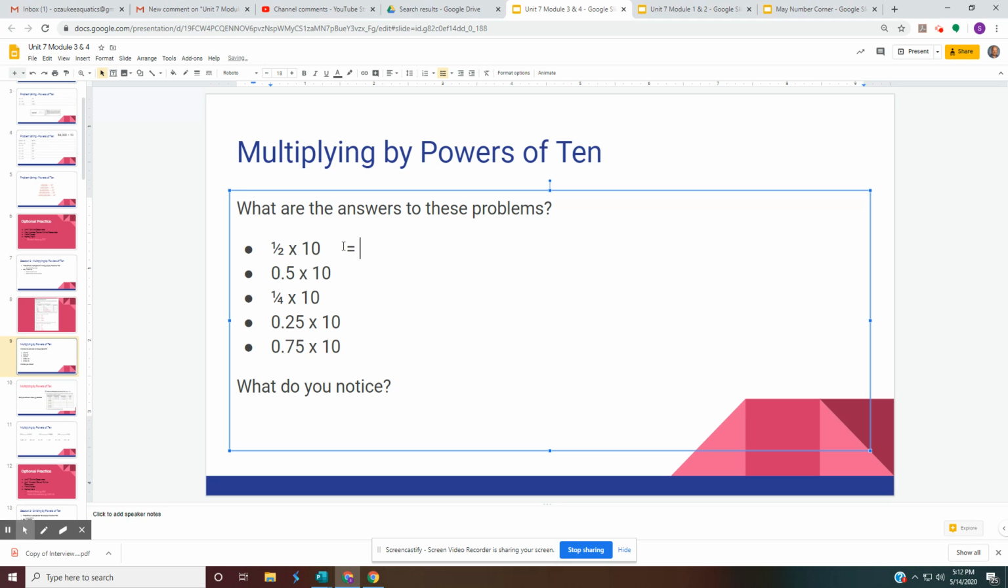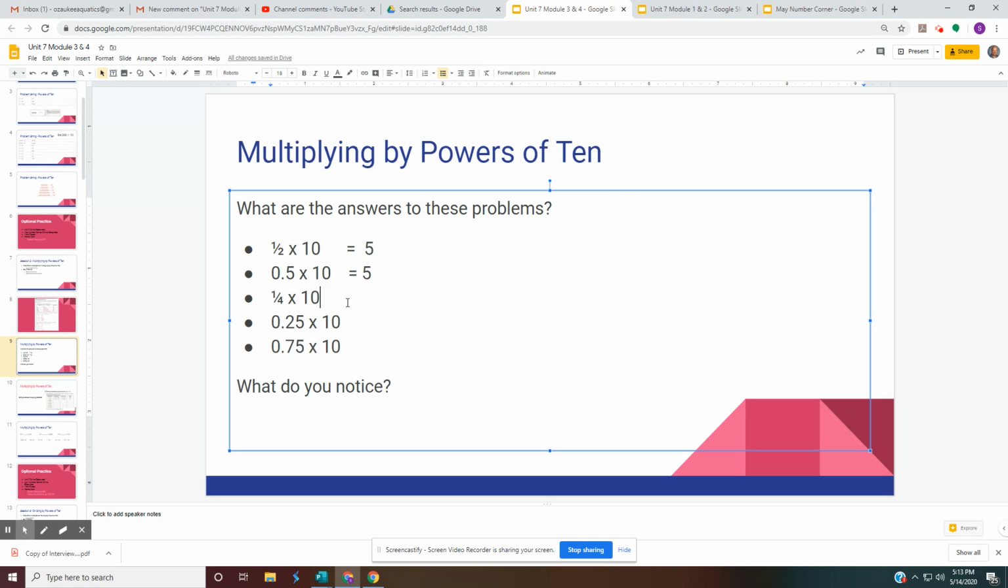All right, welcome back. If I took half of 10, what is my answer? Right, it's 5. But if I multiply 0.5 by my power of 10, I'm moving my decimal one spot to the right. So I'm taking this decimal and I'm going to move it over one spot. And that gives me what? 5. And wouldn't that make sense, right? Wouldn't 0.5 be the same as 1/2?